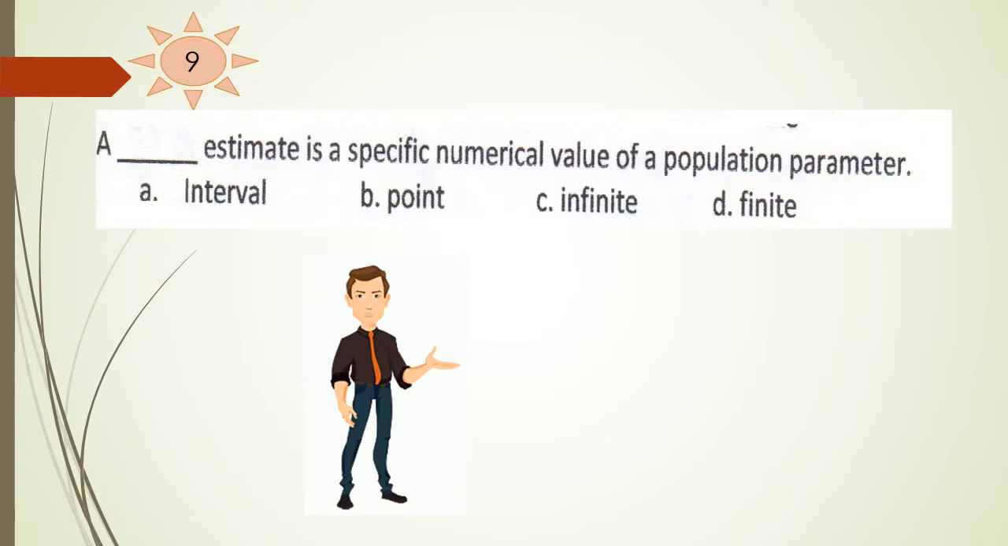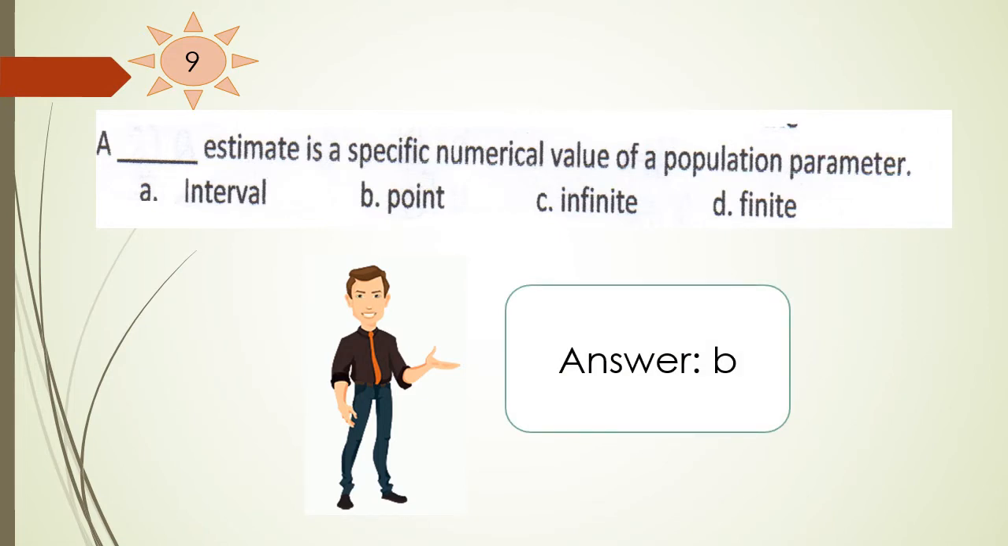Number 9. A blank estimate is a specific numerical value of a population parameter. A. Interval. B. Point. C. Infinite. Or letter D. Finite. And the answer is letter B. Point.